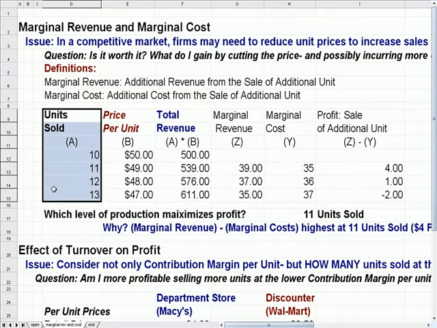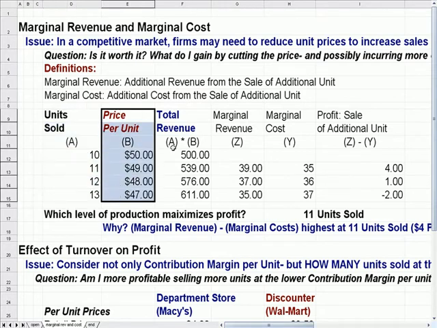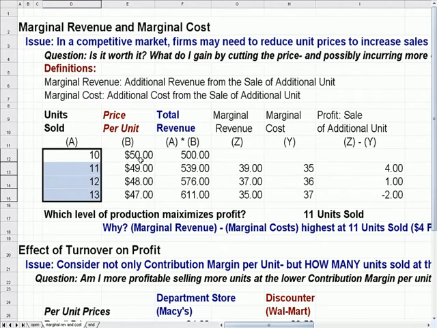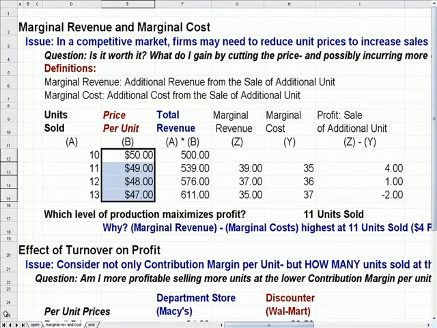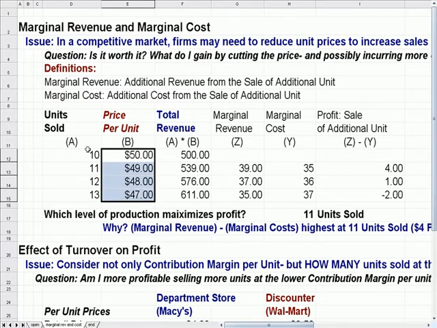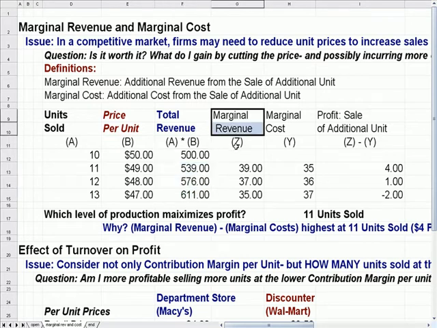We've got units sold, price per unit, we multiply the two together, A times B, and we get our total revenue in the first line, $500. And what we see happening is that as we sell more units, we're decreasing the price per unit to increase units sold. So our total revenue is going up, but then we have the marginal revenue column, which is Z, which is the difference between the revenue from selling 11 units in this example versus 10.